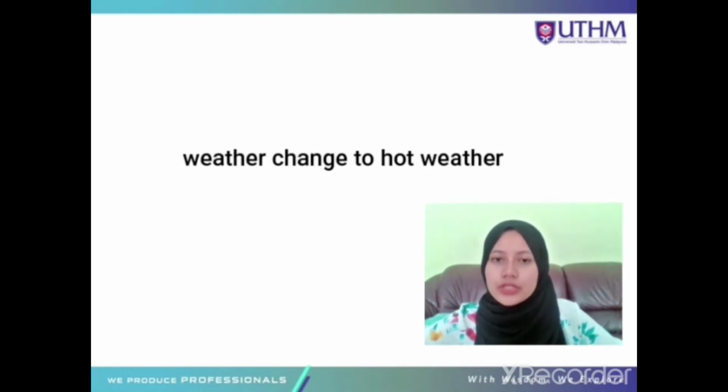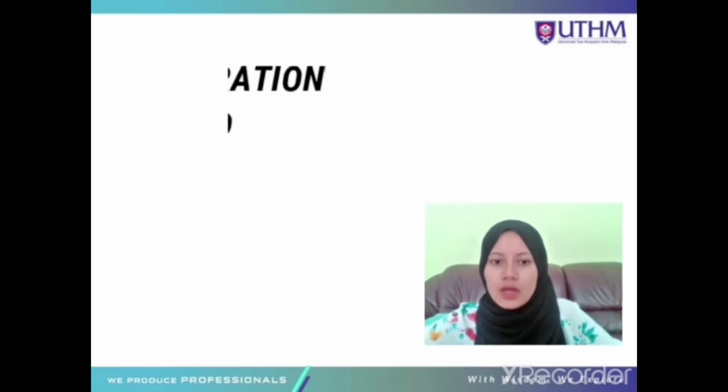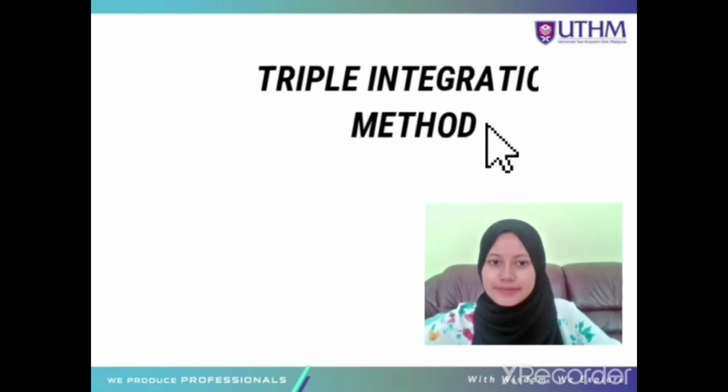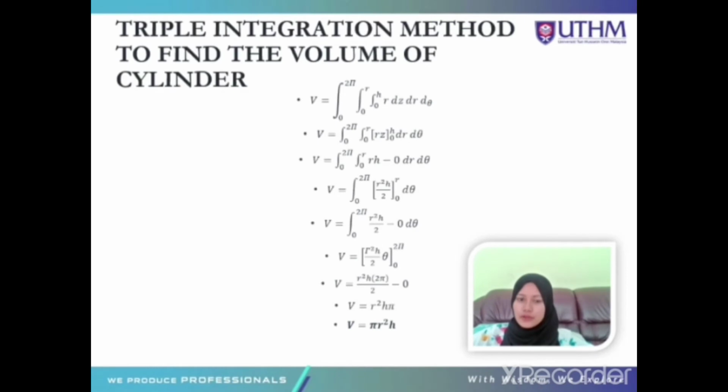Okay, to get the equation of the volume of the cylinder, we use the triple integration method. So we need to find the volume of the cylinder, that's why we use the triple integration method. But first we need to determine the interval of r, z and also theta. For the interval theta, we use 0 to 2 pi because it's one complete rotation. For the interval r, we use 0 to R, where R is the radius. And for the interval z, we use 0 to h, with h being the height of the cylinder.